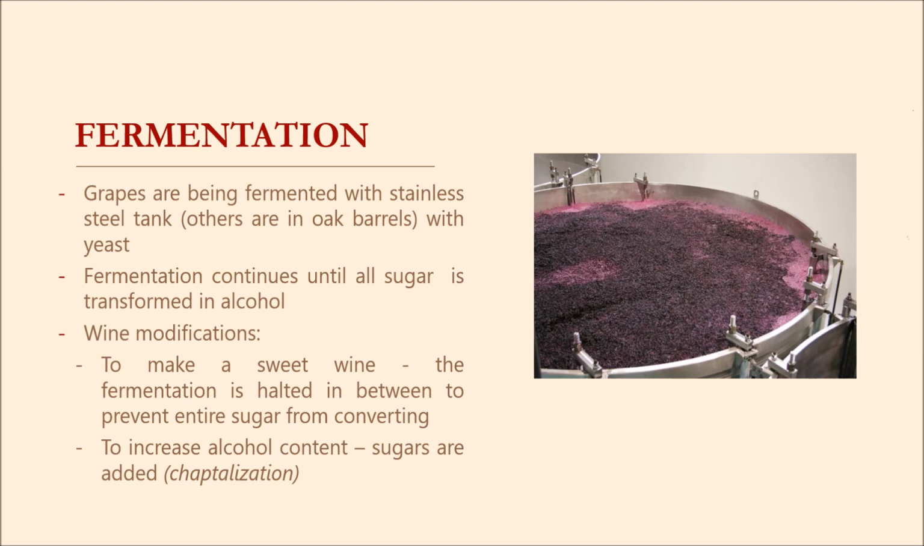Sometimes, modifications are made in wine. If you want a sweet wine, fermentation is halted in between to prevent the entire sugar from converting. If you want to increase the alcohol content of the wine, chaptalization, or addition of sugar, usually beet or cane sugar, is utilized.